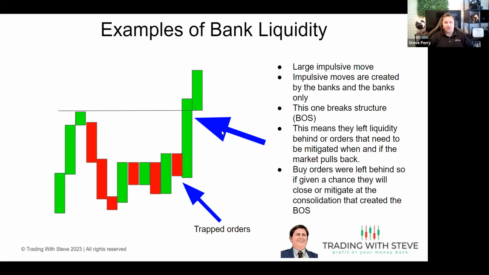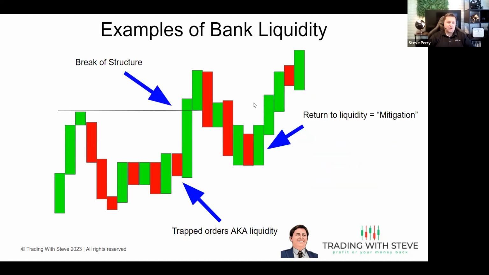So they're going to mitigate their position and fill that, what we call that imbalance. And then that will send the market even higher. You'll see that on the following slide. So here's an example of what I was just talking about. You have this contractionary period over here where we have trapped orders, also known as liquidity. Then you have the expansion that happens very quickly and it breaks structure.